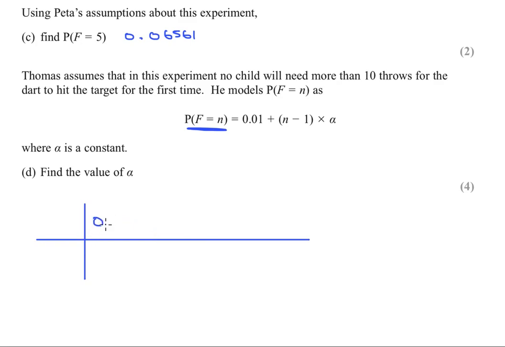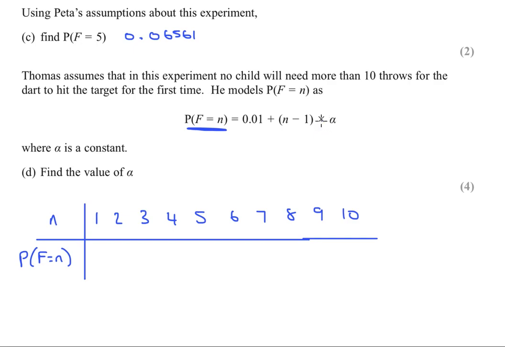We're going to go from 1 to 10, because remember now this is how many throws the child needs until it hits the dartboard for the first time. So it's going to hit the dartboard and stop throwing. I'm calling it N. And it tells us this equation here. This is his model, depending on what N is.